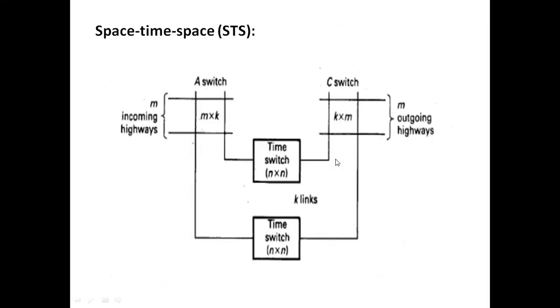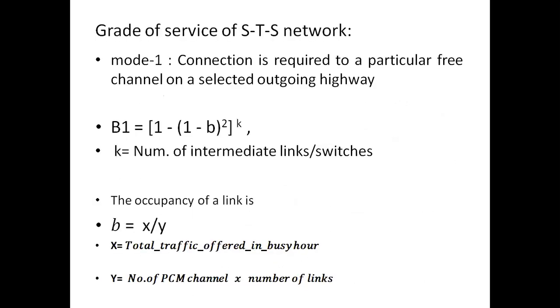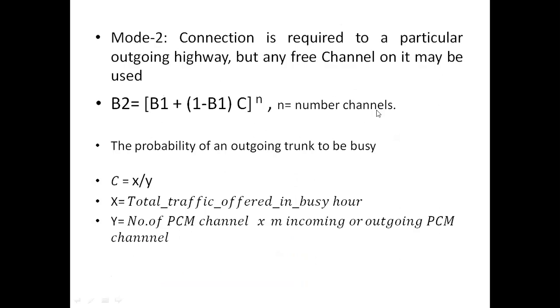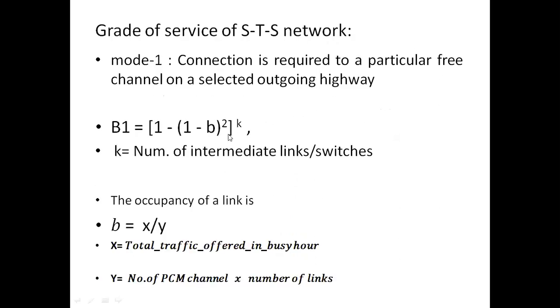Okay, so if you take the STS switch, you can find the number of time switches which connect, present at the intermediate state between switch A and switch C, where k represents that many links or switches present in the particular STS network, and small b represents the occupancy of the intermediate links, given by x over y.